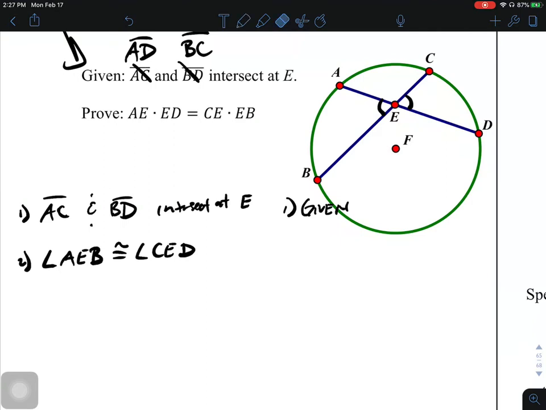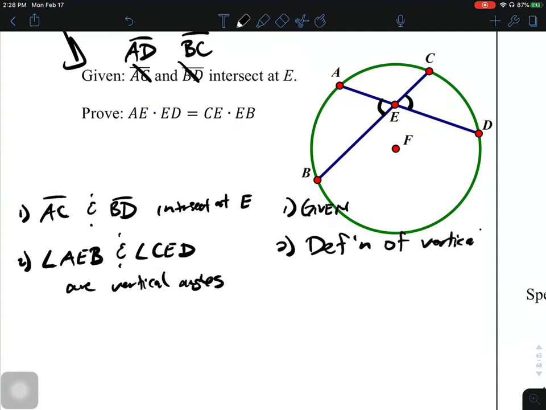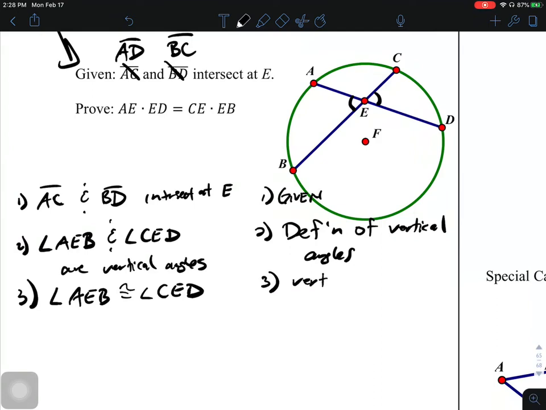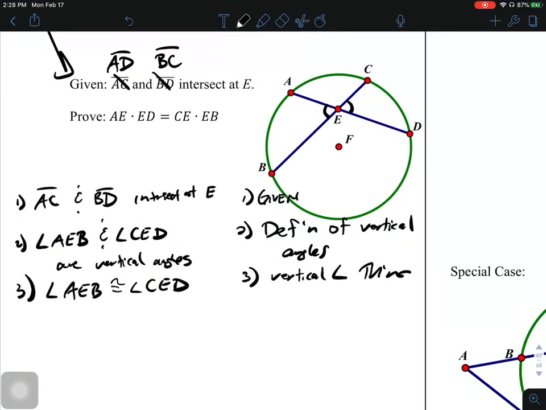You know what? Before we do that, we should probably say those are vertical angles. Let's do that. How do we know those are vertical angles? Definition of vertical angles. So we can just look at the picture and tell. Then we can say that angle AEB is congruent to angle CED, by the vertical angle theorem. Excellent.